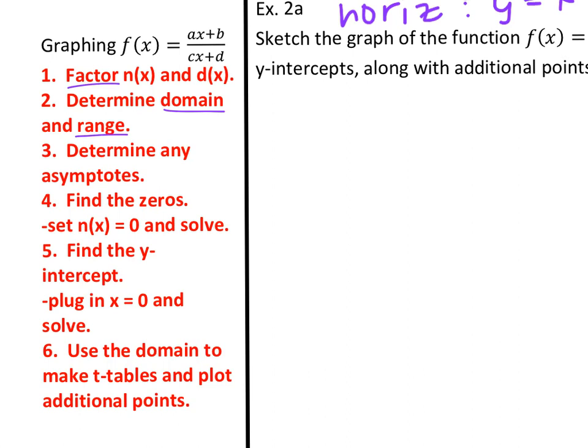From there, like up above, we'll look at any asymptotes. And then we have some new things. We're going to look at finding zeros of the function. We'll take the numerator only, set it equal to 0, and solve for x. Now, a zero is only on the x-axis, so we're also going to find the y-intercept. We'll do that by plugging in 0 to the entire equation and simplifying. And last but not least, we'll use that domain rule, those vertical asymptotes, to make tables and plot some additional points. That's a lot, so we're only going to do a few of these, just to get an idea of what this process is like.